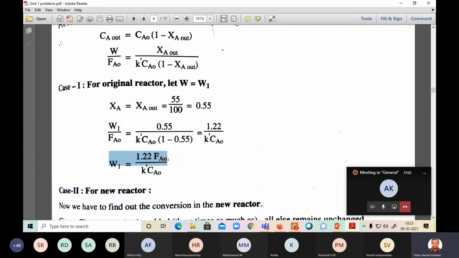We don't know what FA naught is. We don't know what K dash is. We don't know what CA naught is. He didn't give it. He is telling that when you compare these two cases, the rest of the thing is the same. That means let us leave it like that, because it gets cancelled out anyhow. So from case one, we are getting the amount of solid being used in terms of FA naught, CA naught and K dash.